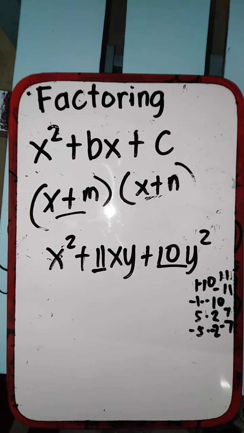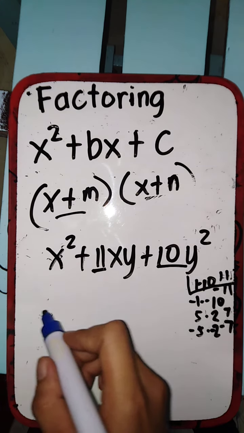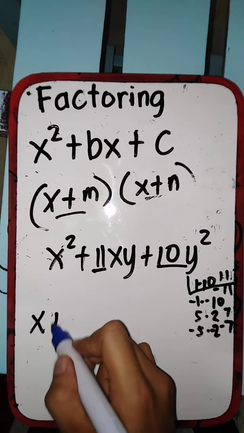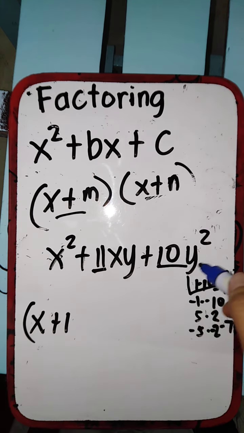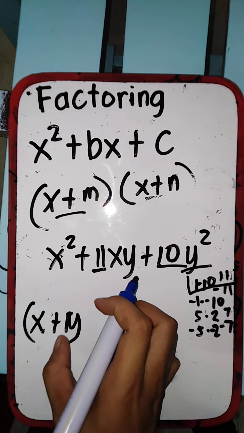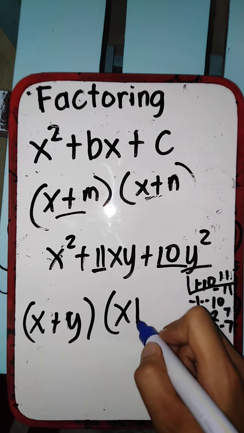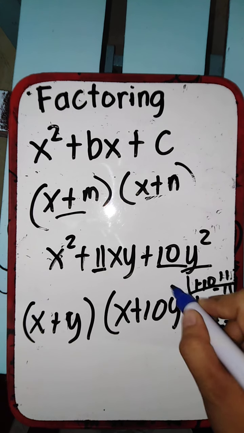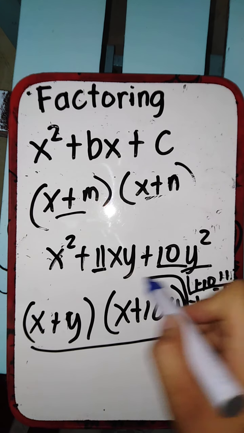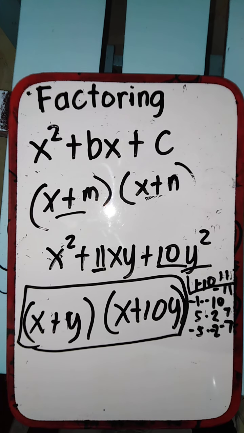So, which factor of 10 has the sum equal to positive 11? We have 1 and 10, right? That's why the factor is x plus 1, and we have our y. So the factor of y squared is also y times y. So we have x plus 1y, or x plus y. The y is understood to have a coefficient of 1. And x plus 10y. So this is now our factor of this polynomial x squared plus 11xy plus 10y squared.